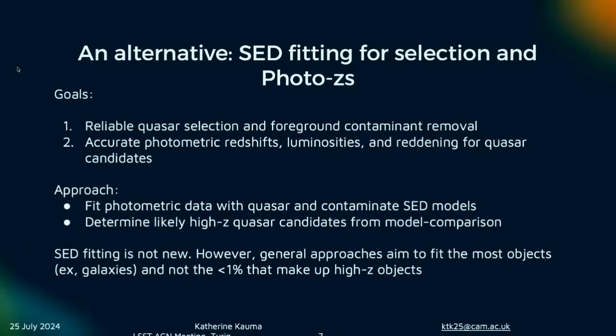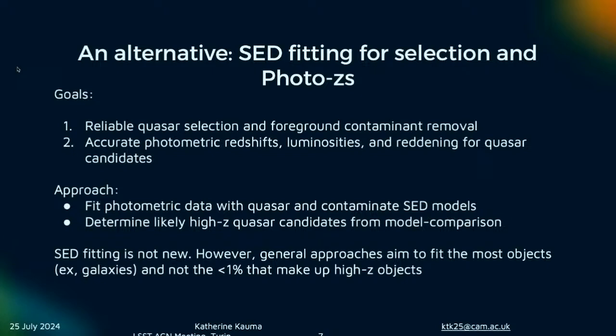So my proposal is using SED fitting as an alternative to color selection for both selection and photometric redshifts. The goals of my project are to have reliable quasar selection and foreground contaminant removal, and to also measure accurate photometric redshifts, luminosities, and reddening for quasar candidates. So our approach is to fit photometric data with quasar and contaminant SED models and determine likely high-z quasar candidates for model comparison.